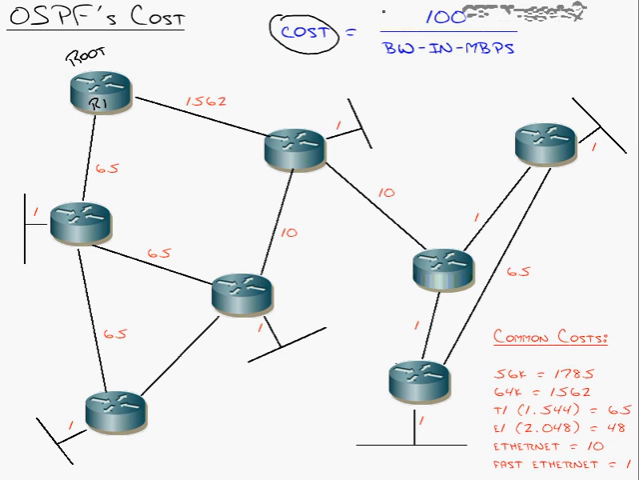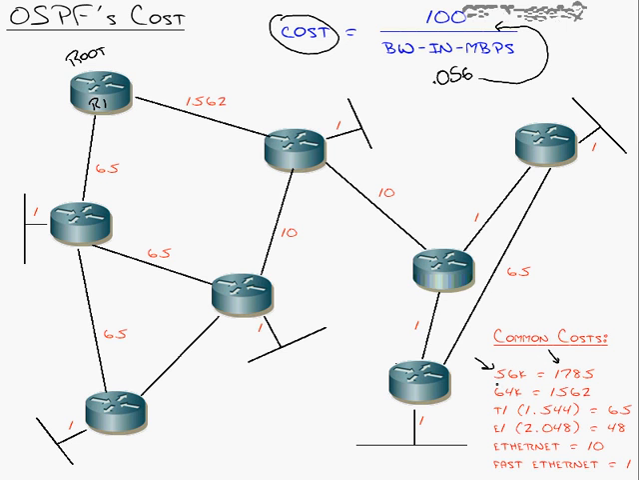And the cost equals 100 divided by the bandwidth in megabits per second. So if you take, for instance, a 56K connection in megabits per second, 56 kilobits is 0.056, right? Because it's 1/1000th or so of a megabit per second. Divide that into 100 and you end up with 1785. That's what a 56K modem costs.